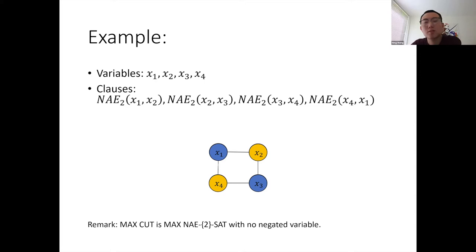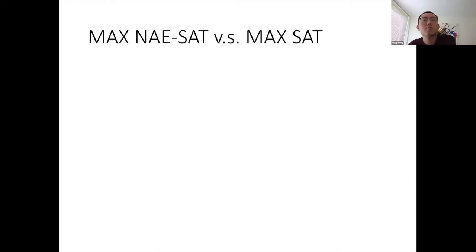So Max Cut is Max NAE2-SAT with no negated variables, or more generally, Max NAE-K-SAT with no negated variables is the Max hypergraph cut problem in K-uniform hypergraphs. The Max NAE-SAT problem is also very closely related to the Max SAT problem, which is the CSP defined by the OR predicate.